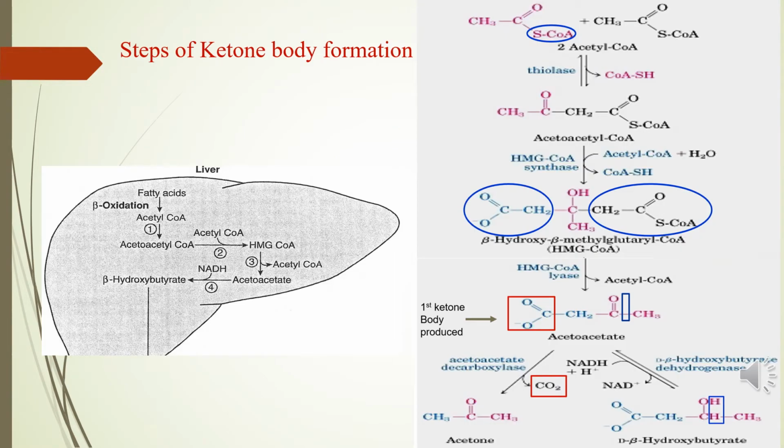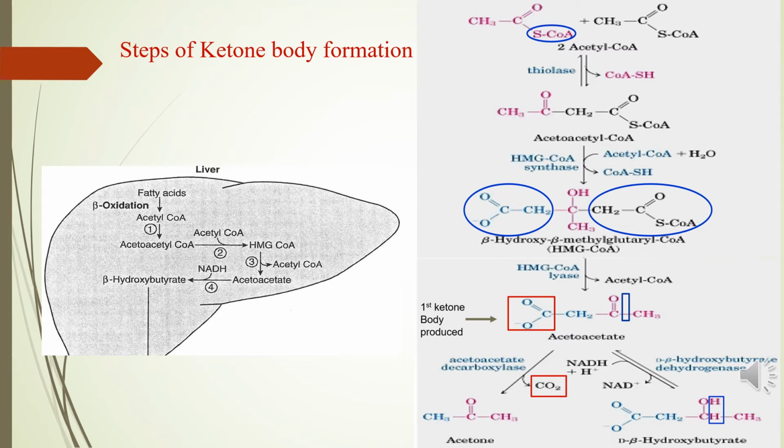The steps of ketone body synthesis start with a condensation of two acetyl coenzyme A molecules by the enzyme thiolase with release of coenzyme A-SH, and the produced intermediate is acetoacetyl coenzyme A. Condensation of a third molecule of acetyl coenzyme A by the help of hydroxymethylglutarate coenzyme A synthase results in the formation of a major product, which is beta-hydroxy beta-methylglutarate coenzyme A, or hydroxymethylglutarate coenzyme A. This compound undergoes a lyase reaction by hydroxymethylglutarate coenzyme A lyase with release of acetyl coenzyme A and the production of the first ketone body, which is acetoacetate.